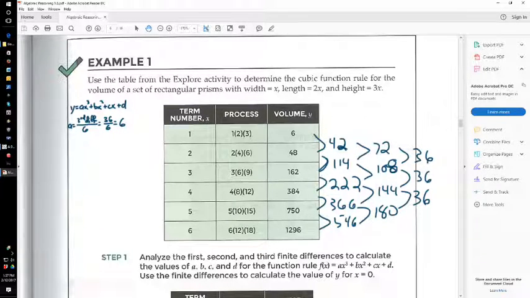Your b value is probably the most complicated one to think about. Your b value is your very first second difference, then we're going to subtract the third difference, and then we're going to divide the whole thing by 2. So it's the very first second difference, minus the third difference, divided by 2. Is that right?